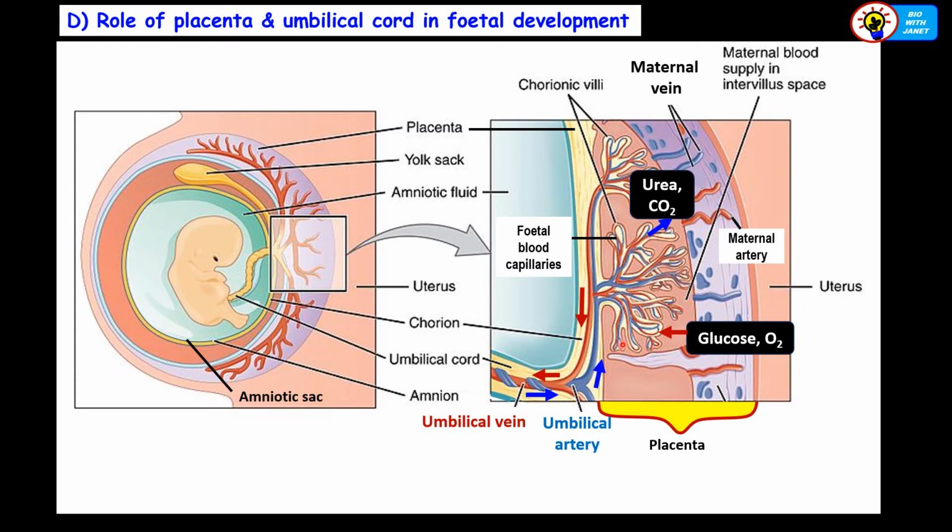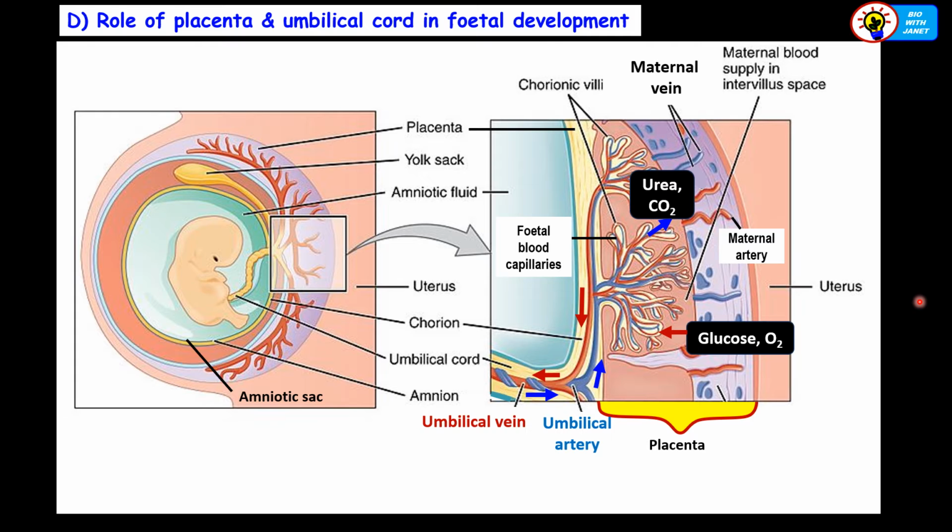So let's talk about the umbilical cord first of all. Inside we have the umbilical vein and two umbilical arteries. Now, what is the umbilical vein in red? It transports blood that is oxygenated, has oxygen in it, from the mother's blood to the fetus. So from the mother's blood to the fetus.